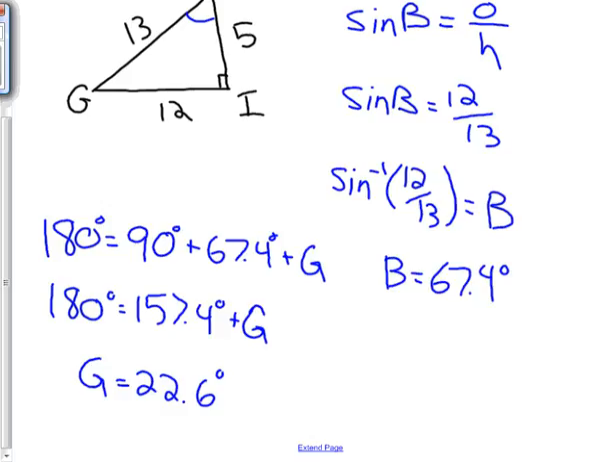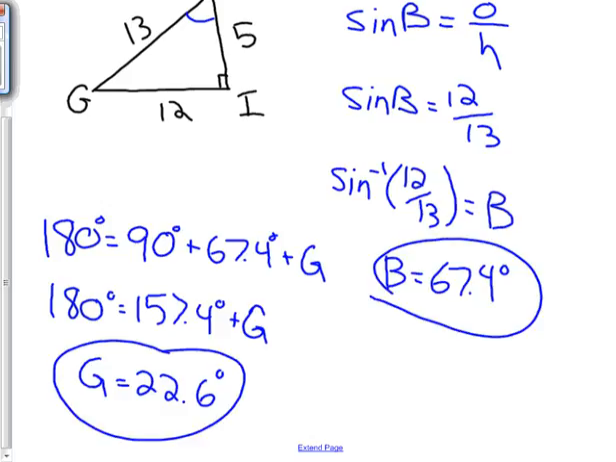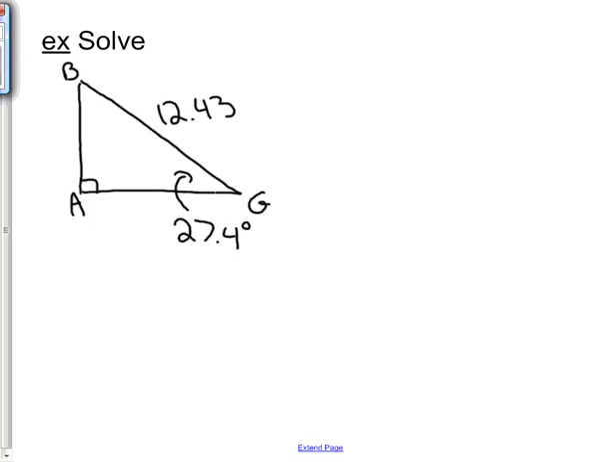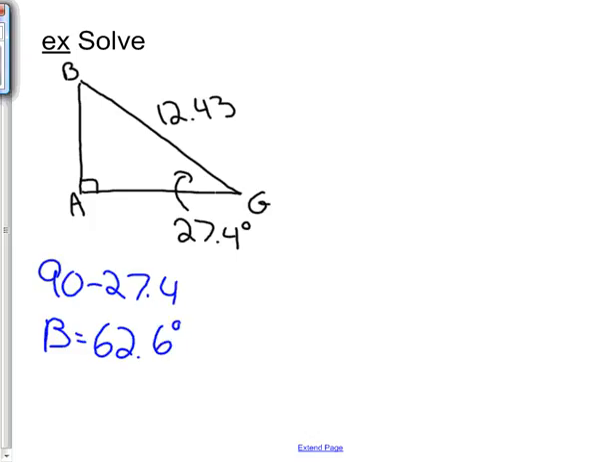And now we have found what we're missing, so we're golden. In a right triangle, all we actually have to do is, because we know this is 90, we can just subtract it from 180. How do you know it's 90? Because it's a little square. So 90 subtract 27.4, angle B equals 62.6.